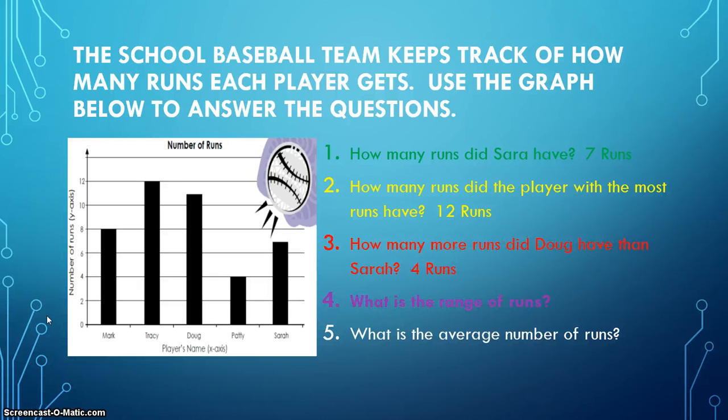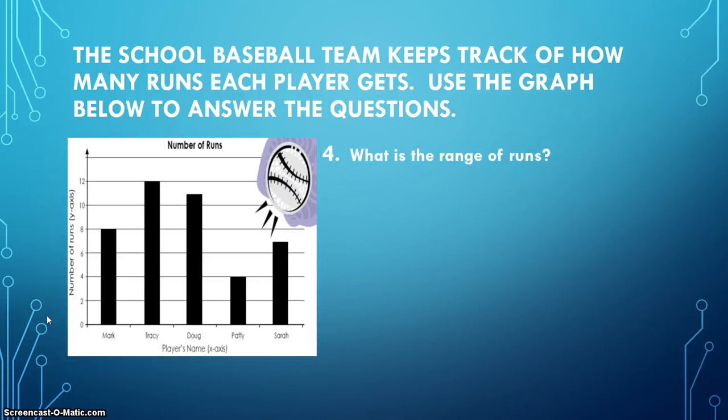Alright, so let's jump over to question number 4. What is the range of runs? If you remember range, and just in case you forgot it, you can go back to the range video and review that. Range is the largest value minus the smallest value. So we need to figure out the largest value and smallest value, which in this case means we need to find the tallest bar and the lowest bar.